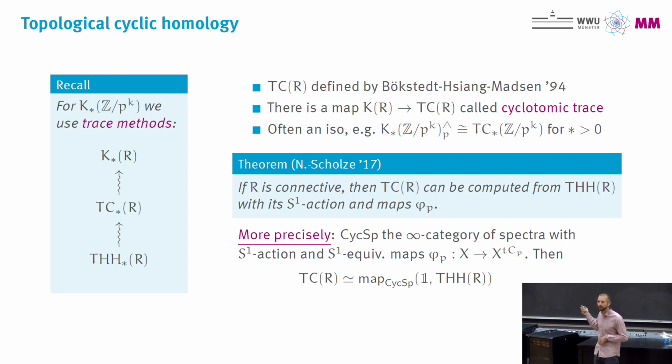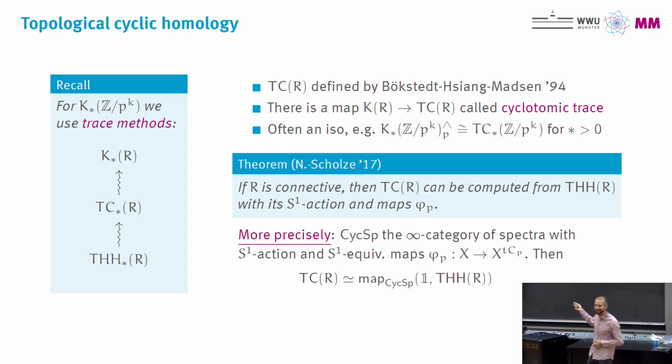Part of this is that this category of cyclotomic spectra really only depends on the Frobenius homomorphisms and THH. So the name of the game is understand THH, understand it with its Frobenius operators well enough so that you can calculate TC, and then TC is basically K-theory. That's the name of the game that we keep playing. And that's exactly what we do to compute K-theory of Z mod p^k.